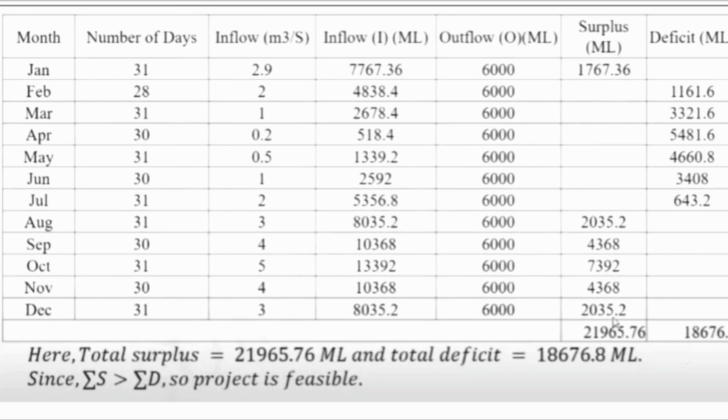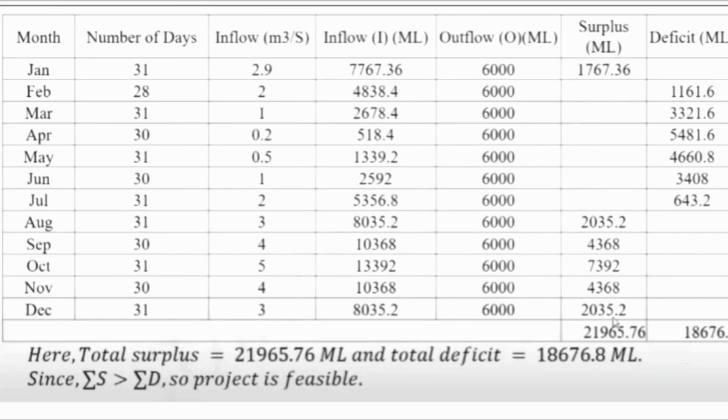It becomes 8035.2. Similarly, 31 into 3, then 4 into 30 gives 10368, 5 into 31 gives 13392. Again, 5 into 31, 4 into 30, in this way 10368. All the inflow data in million liter are calculated.